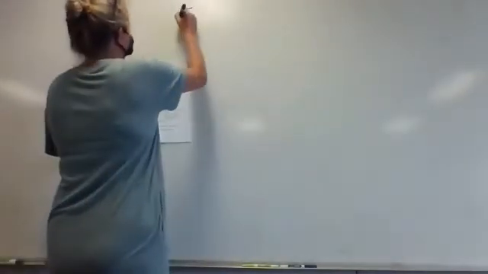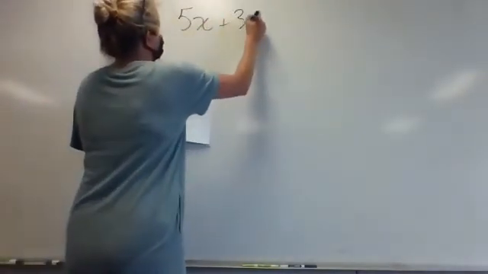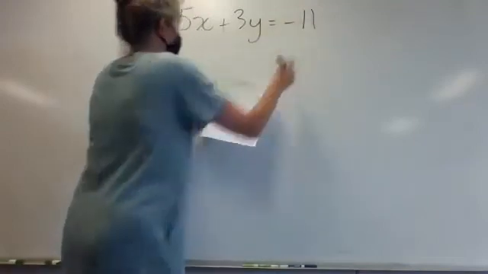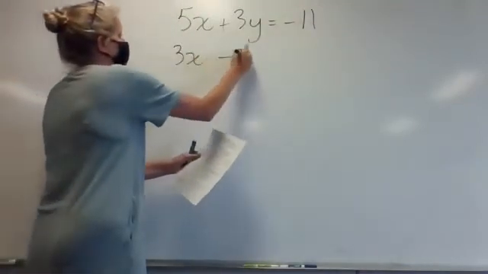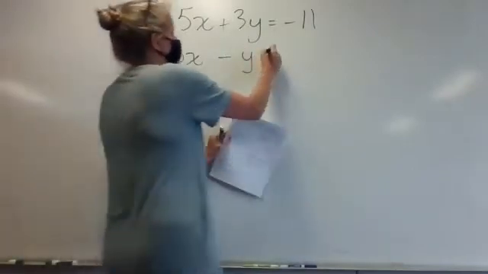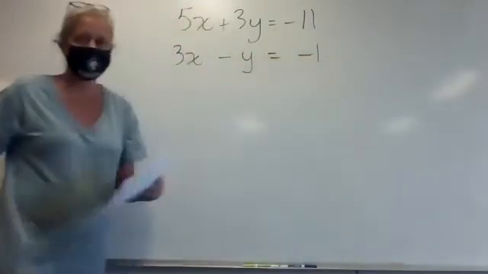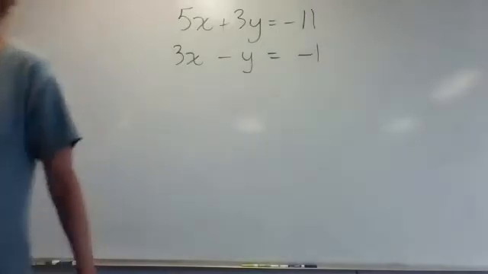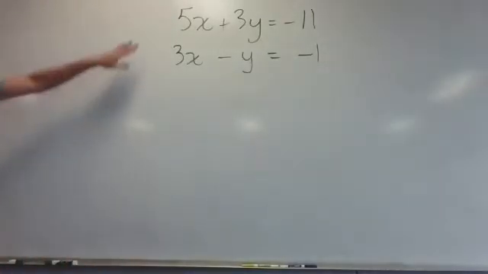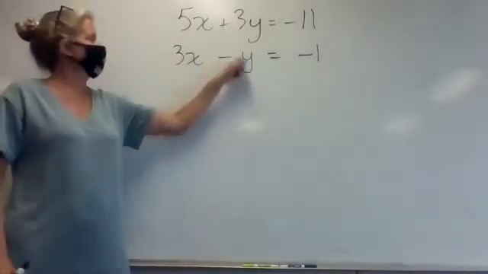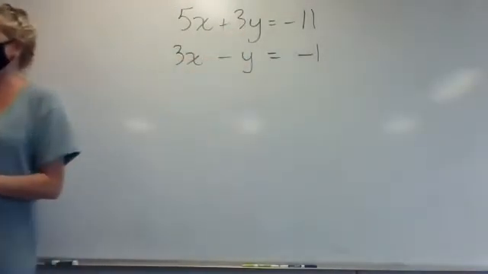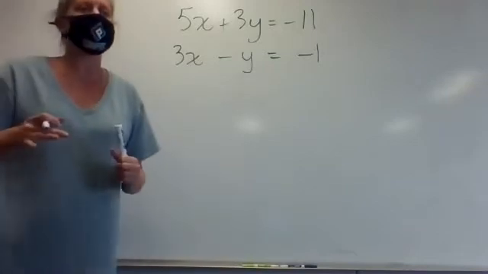Like on number 2, you have 5x plus 3y equals -11, and 3x minus y equals -1. So on this one, if I add my x's together, they're not going to cancel. If I add my y's together, they're also not going to cancel, right? So it's not exactly like the last one.